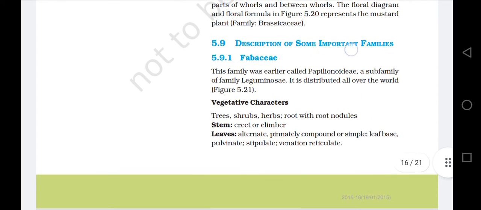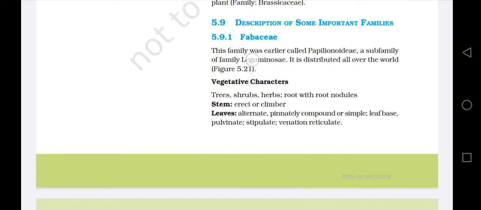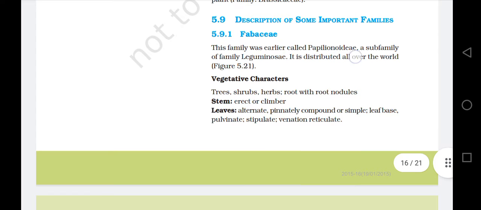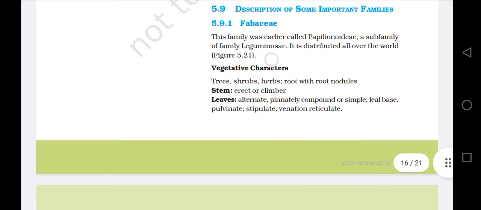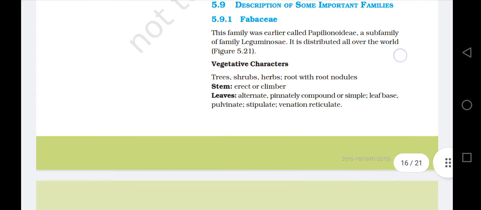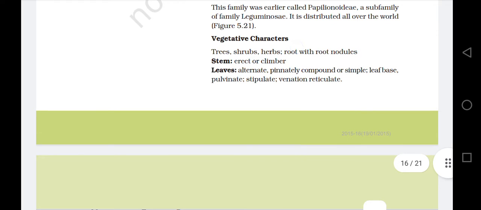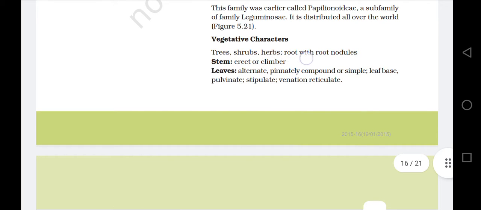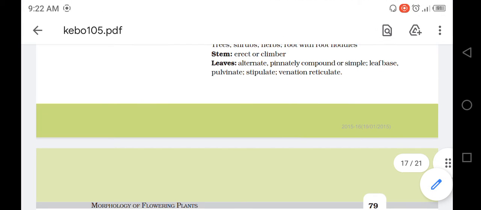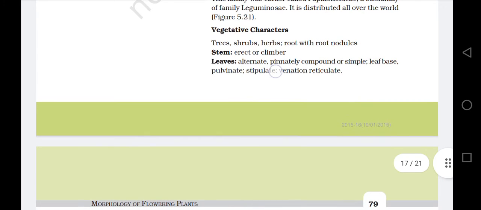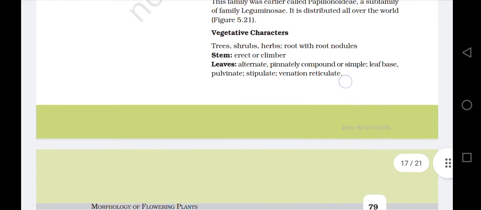5.9 Description of some important families. 5.9.1 Fabaceae. This family was earlier called Papilionoideae, a subfamily of family Leguminosae. It is widely distributed all over the world. Figure 5.21. Vegetative characters: trees, shrubs, herbs, root with root nodules. Stem, erect or climber. Leaves, alternate, pinnately compound or simple, leaf base pulvinate, stipulate, venation reticulate.